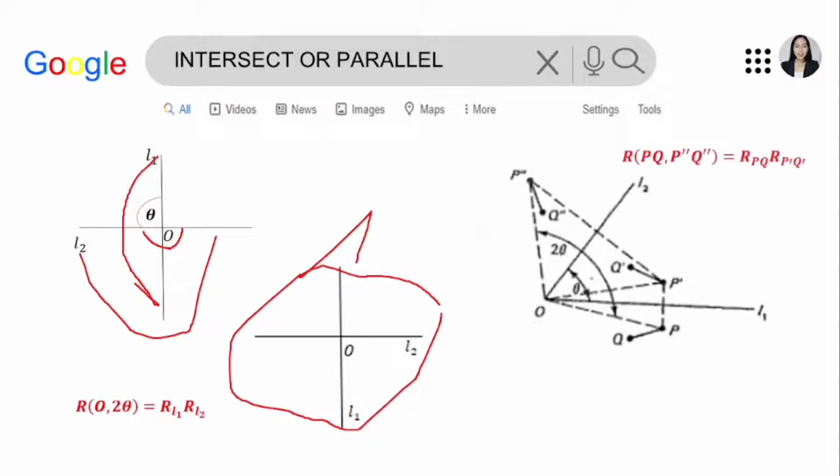So next is the parallel case. R applied to PQ, giving P prime and Q prime, is equal to R applied to PQ and R applied to P prime and Q prime. Remember, a translation T sub P is equal to R L sub 1 and R L sub 2.